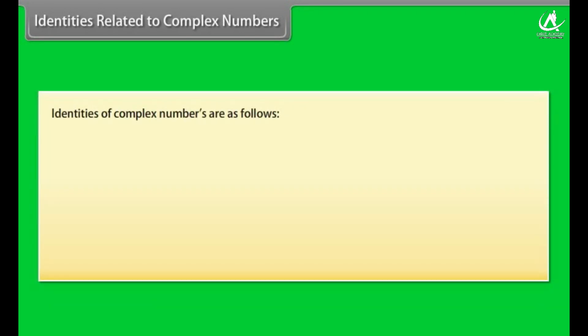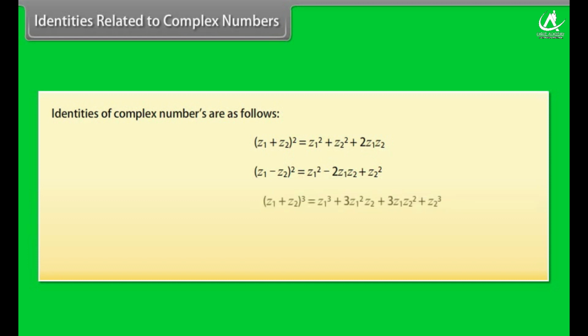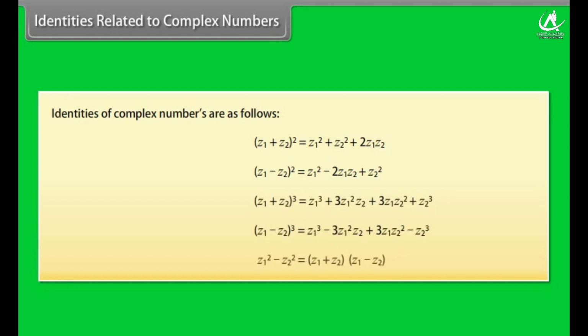Identities related to complex numbers. Identities of complex numbers are as follows. The modulus and the conjugate of a complex number.